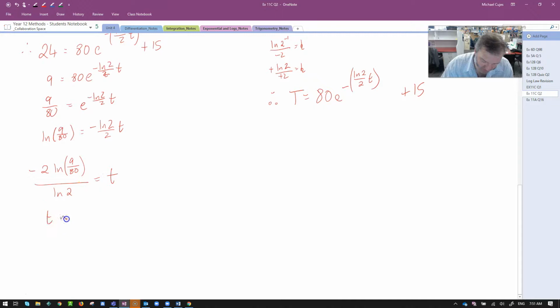Beautiful exact answer, but let's keep everyone happy and figure out what that is as an ugly decimal. All right. Negative 2 times natural log bracket 9 over 80. Isn't this fun watching me push buttons on the calculator? That equals that. I'm going to divide that by the natural log of 2. That's telling me t is approximately equal to 6.3 hours.